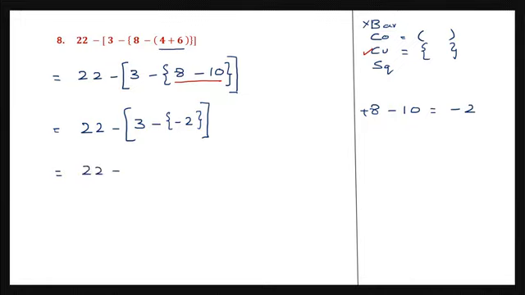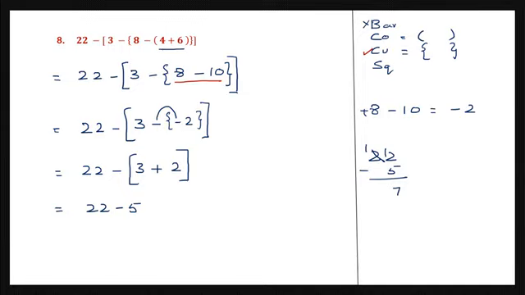So 22 minus, now 3. Now here we have a minus and a minus, isn't it? Minus into minus becomes plus. Plus 2. Now we can open those brackets. We only have the square bracket left. So 22 minus, let's open the square bracket. 3 plus 2 is 5. So 22 minus 5. So this is 1, 12 minus 5 is 7 and 1, 17. So our answer here is 17. Well, answer to question 8 is 17.